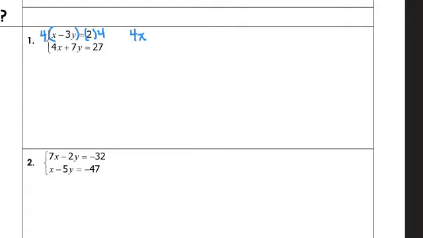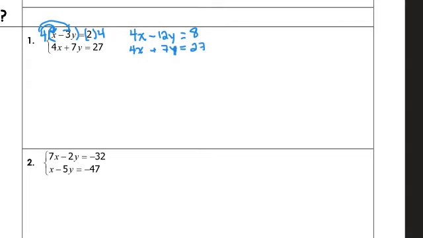So now I'm distributing that 4 times 1x, 4 times negative 3y, and I now have negative 12y, equals 2 times 4, which is 8. Okay, so what just happened here? I just multiplied the entire equation by 4. Now I have a 4x plus 7y equals 27.